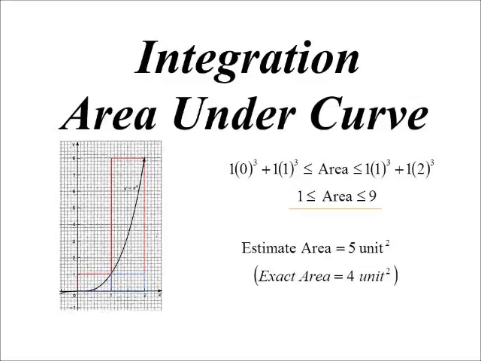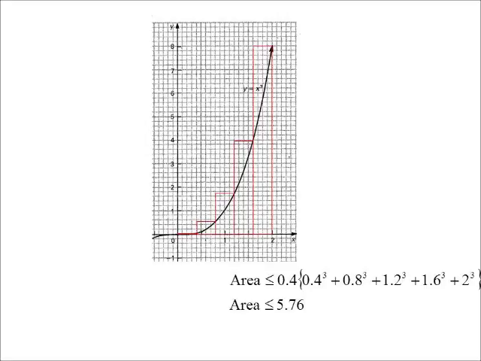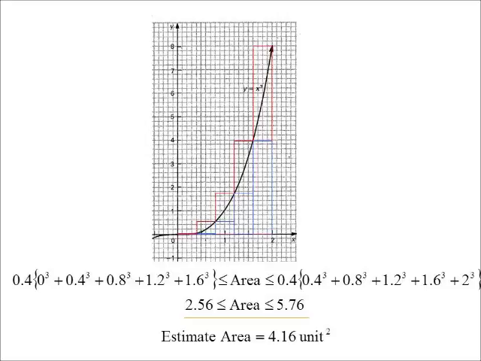Let's do more rectangles. So now I've done 5 rectangles. And so the width now is 0.4 and the heights would be 0.4 cubed, 0.8 cubed and so on. So I now know it's less than 5.76. But again, I could do the inner rectangles. Here they are. And I can now trap it between 2.56 and 5.76. The estimate now would be 4.16. So just by going from 2 rectangles to 5 rectangles, I've got a lot better. Remember, the exact area was 4.